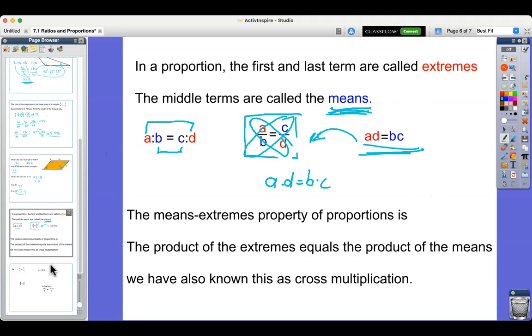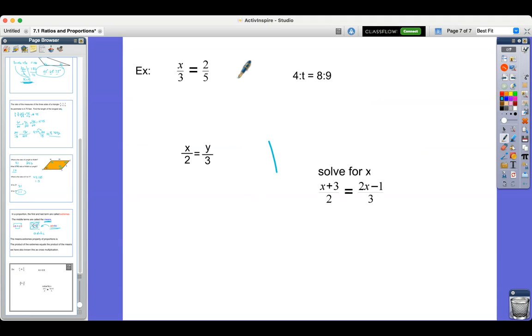So let's practice the extreme mean value here. To solve for the value of x, these two are our extremes, and these two right here are our means. So we still do a cross multiplication. We take extreme times extreme, so 5 times x equals the mean times the mean, 3 times 2. So we get 5x equals 6. We divide by 5. The value of x equals 6 over 5, or 1.2.